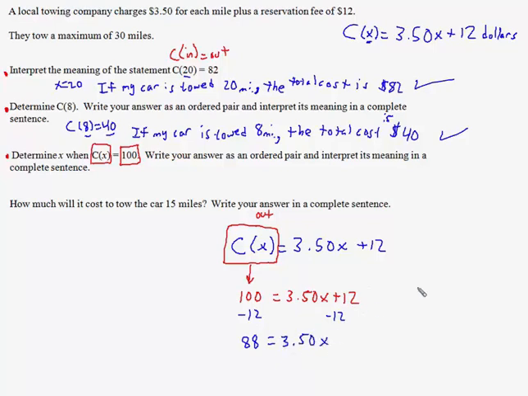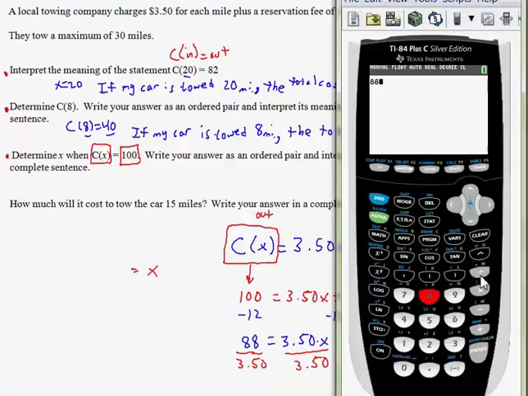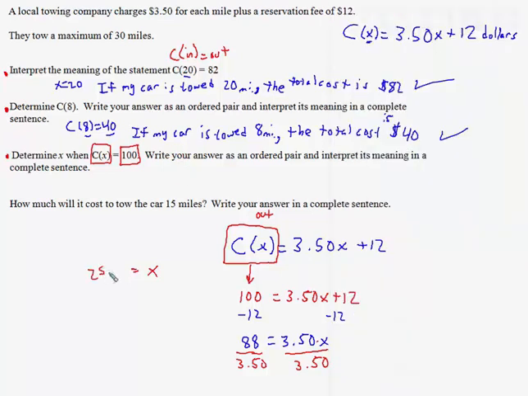Then you could argue, since the $3.50 is being multiplied by x, we could simplify it out by dividing by 3.50, but then I'd have to do it to the left-hand side as well. So here's the part where I need a calculator. This simplifies out to be 1x, so I don't write the 1. 88 divided by 3.5 gives me 25.14, and we'll use 2 decimal places.